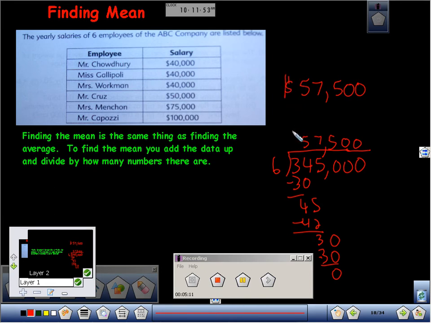Now, guys, I told you, if you want to pause it, you want to add them up yourself, you want to divide them before I divide them, that's the best thing to do. Because then, you know I make mistakes sometimes.